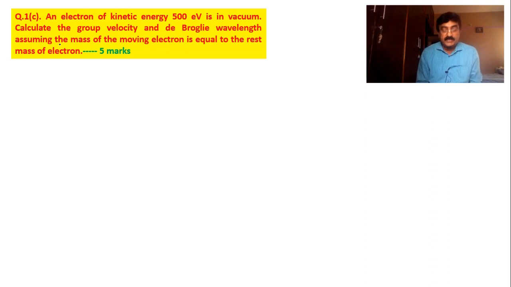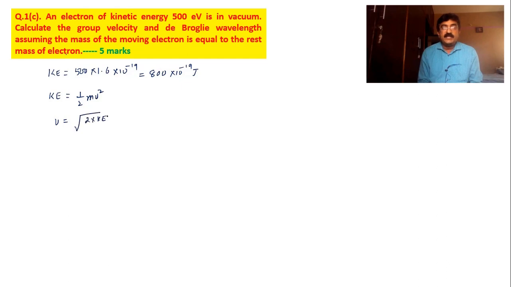See, you know the kinetic energy. Of course, the energy is in electron volt. I have to convert that into joule. 500 into 1.6 into 10 to the power of minus 19, that is 800 into 10 to the power of minus 19 joule. Now kinetic energy is equal to half mv square. So please do a small algebraic calculation so that v becomes root of 2 times kinetic energy divided by mass. That is equal to root of 2 into 800 into 10 to the power of minus 19 divided by the mass, which is 9.1 into 10 power minus 31.